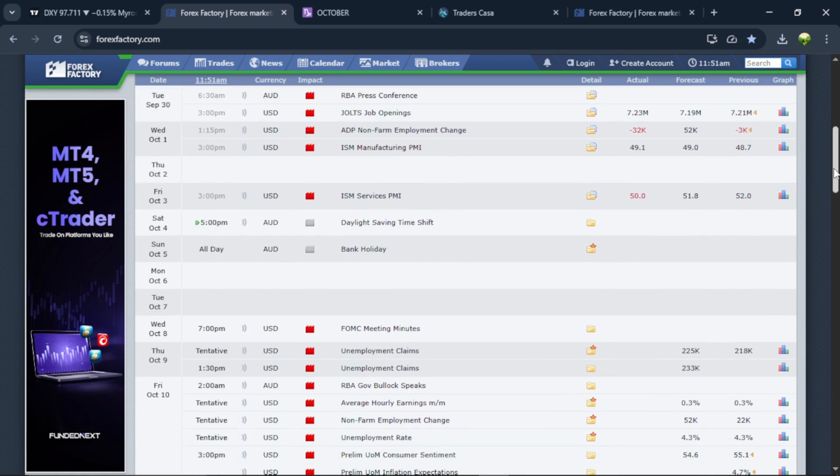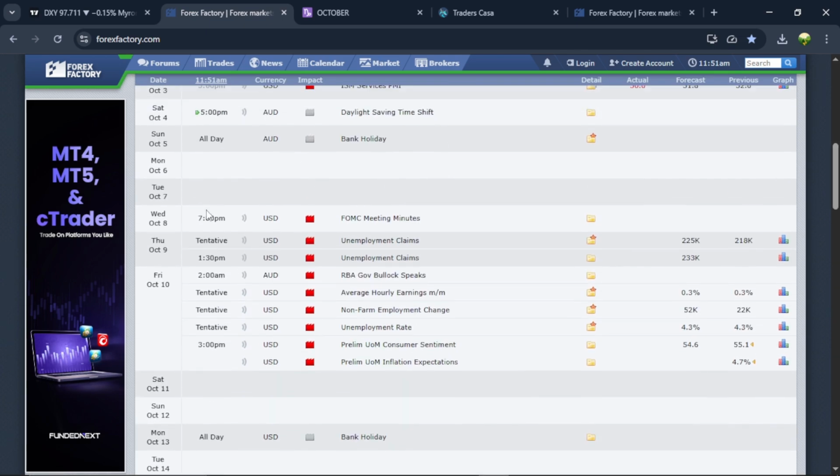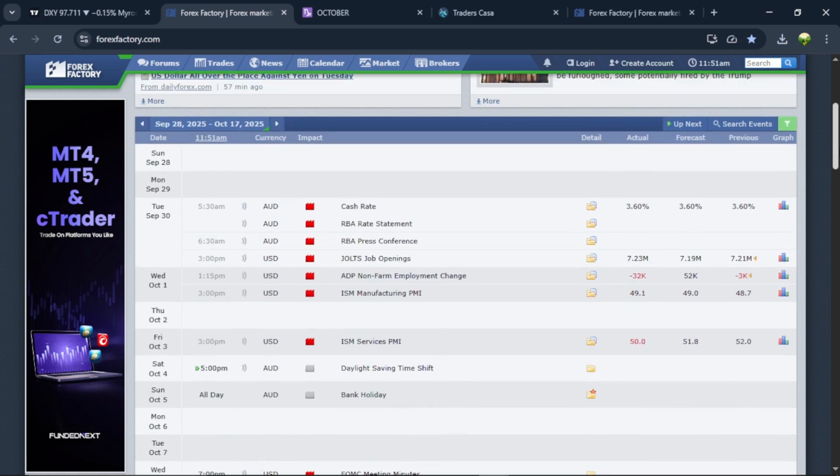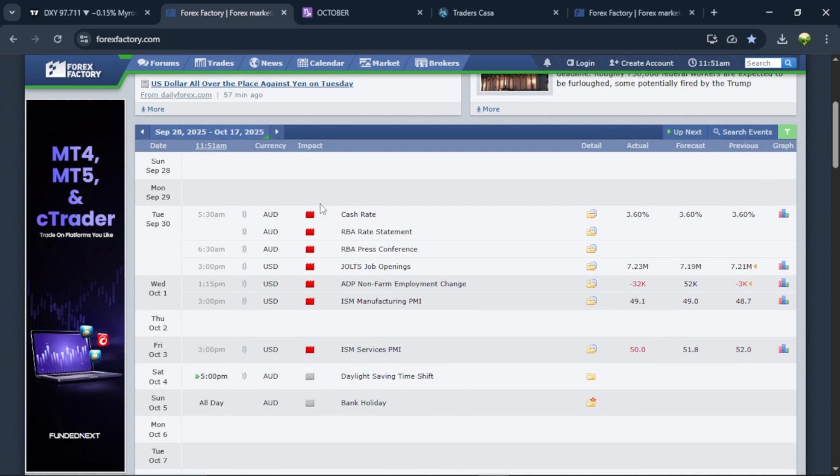As you can see, for the new week we're approaching, Monday there's no news, Tuesday there's no news, Wednesday we'll have news on USD, Thursday we'll have news on USD, then Friday we have the NFP that was supposed to be meant for this week. Now for the week that just ended, Monday there was no news, Tuesday we had news on AUD and USD, Wednesday we had news on USD, Thursday there was no news, then Friday we had news on USD.